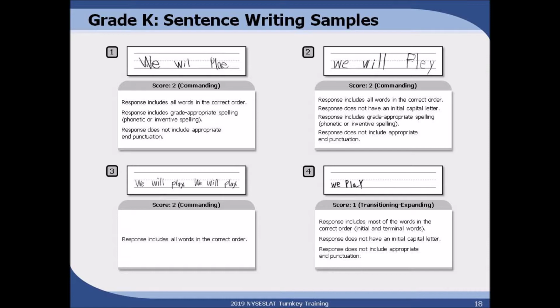Sample 2 is scored a 2. The response contains all words in the correct order. It is acceptable for a score of 2 that the response does not have an initial capital letter. It is acceptable that it includes grade appropriate spelling, phonetic or inventive, which in this case is the word play, spelled P-L-E-Y. It is acceptable that the response does not include appropriate end punctuation.